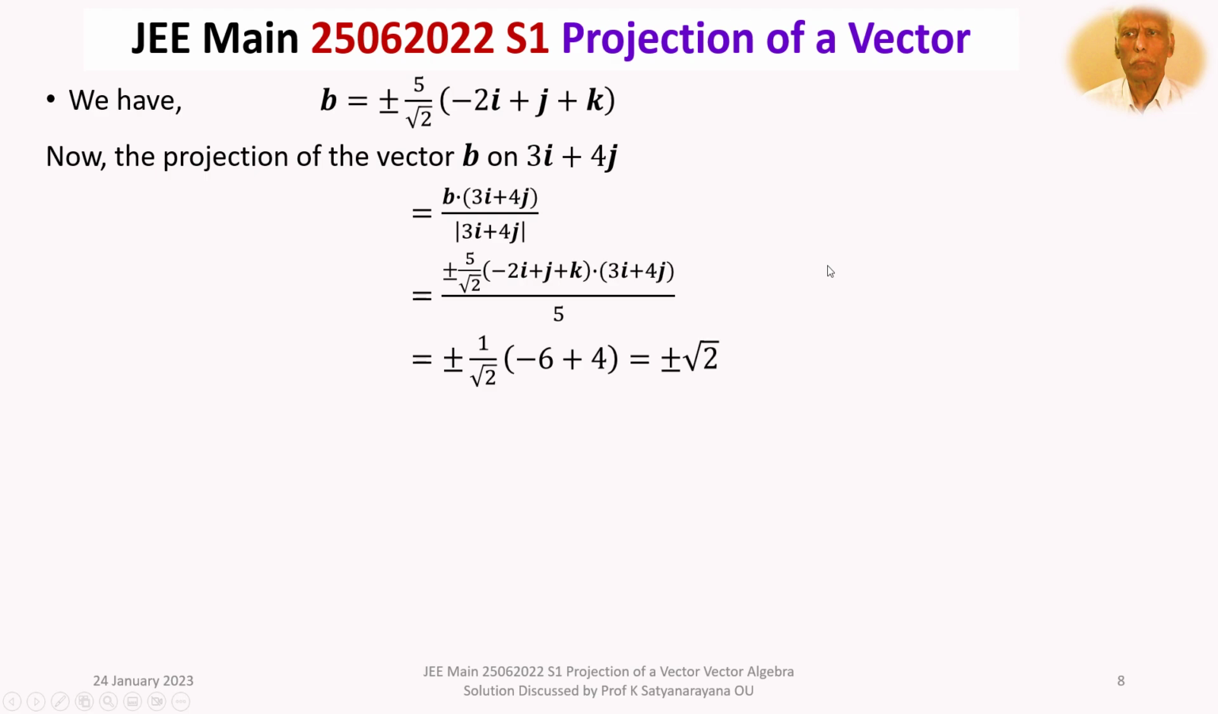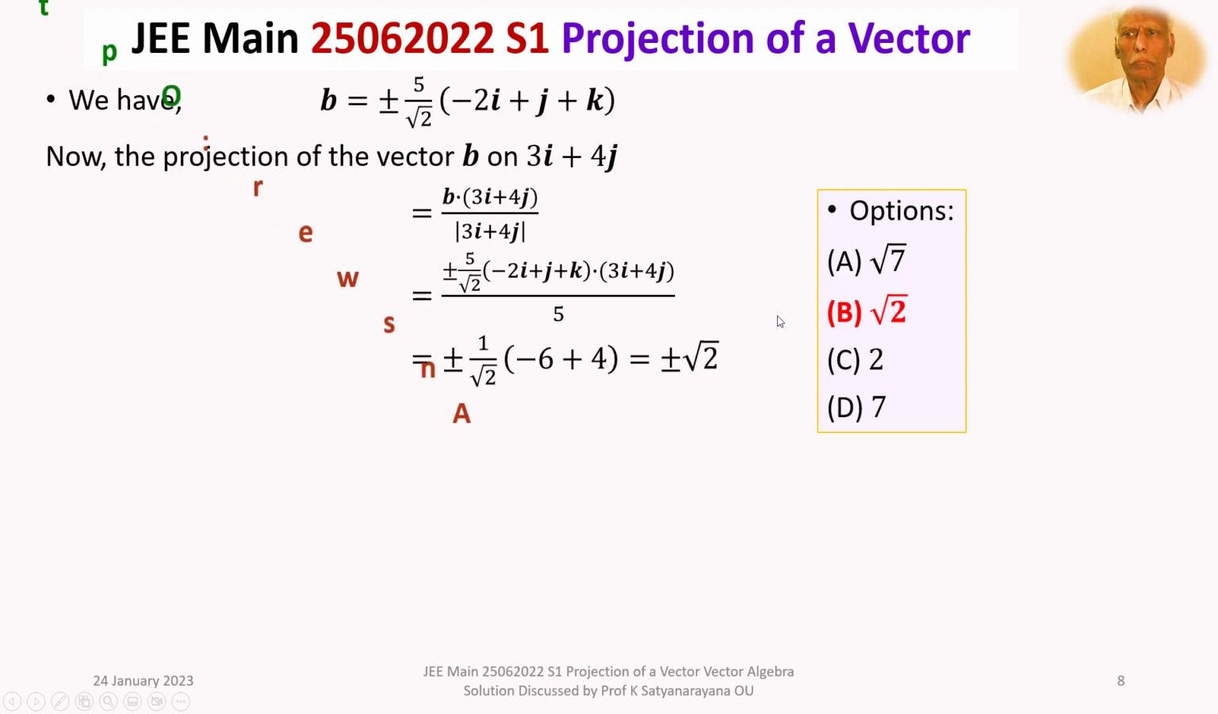So what is the answer? We want to find the projection of the vector B on 3i + 4j. The answer is plus or minus root 2. Let's look at our options. The answer root 2 appears against option B. Therefore, the projection of B on 3i + 4j is root 2, so the answer to this question is option B.